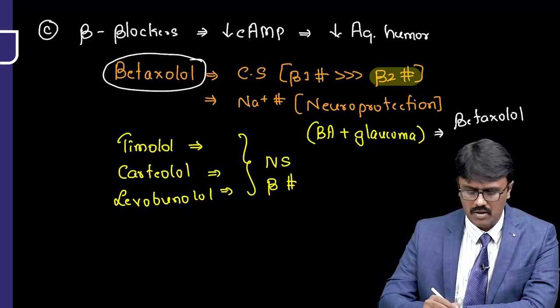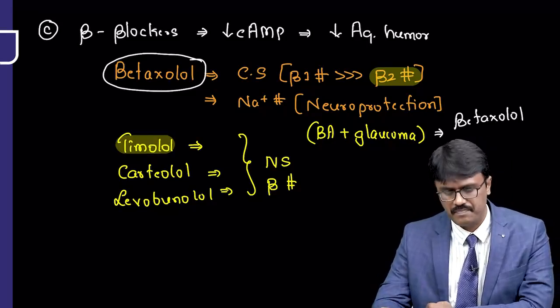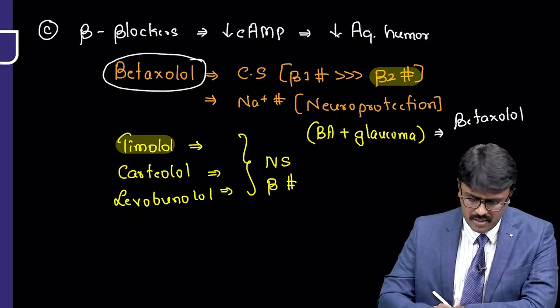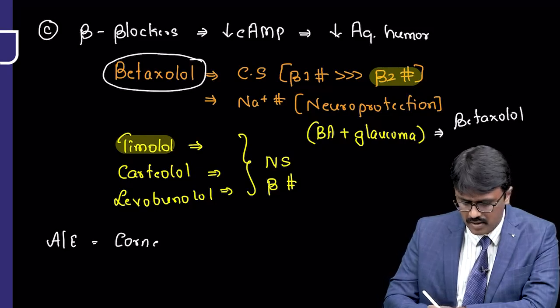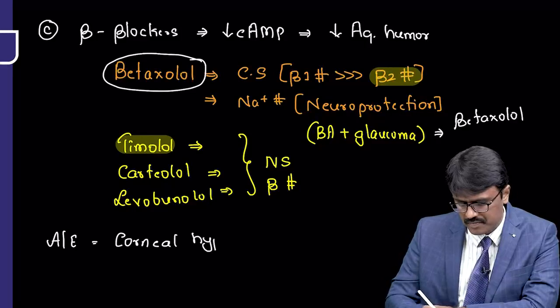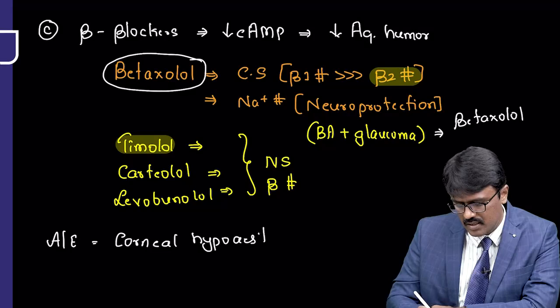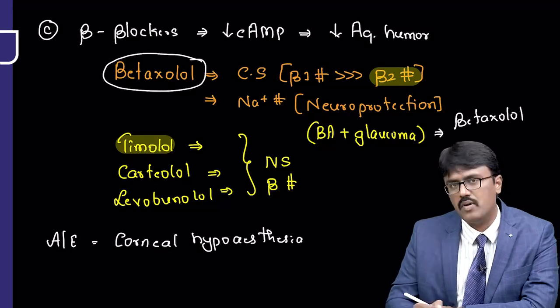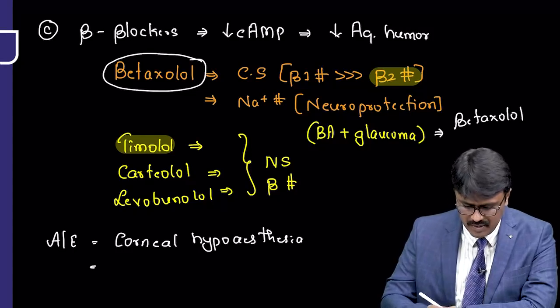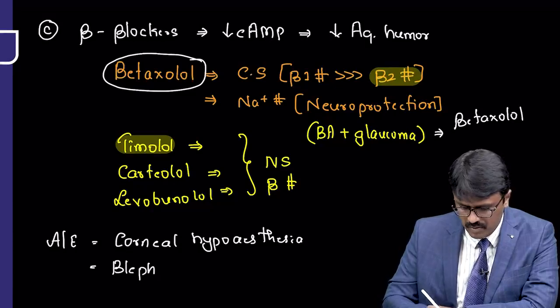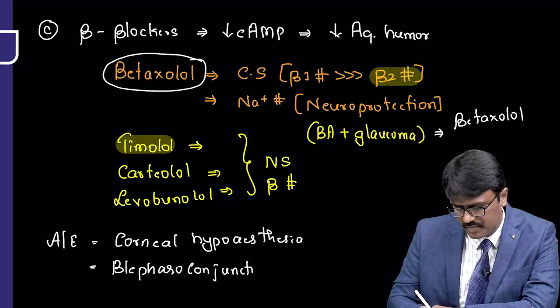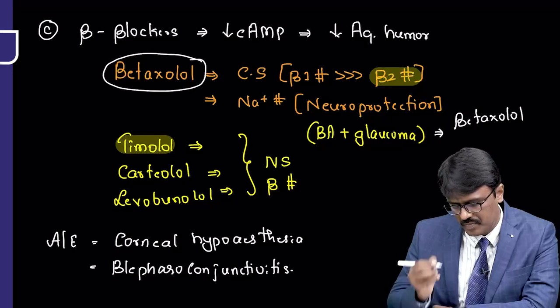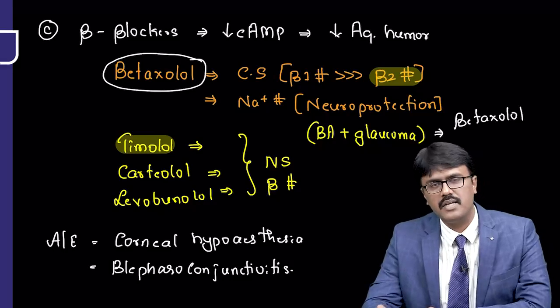Otherwise, most commonly what we give to the patient is timolol. So what are the adverse effects with beta blockers? The adverse effect we see with them is corneal hypoesthesia, that means decreased sensation in the eyeball, that is conjunctiva and cornea. Second important aspect is they can produce a problem called blepharoconjunctivitis. So this is the major adverse effect of beta blockers.